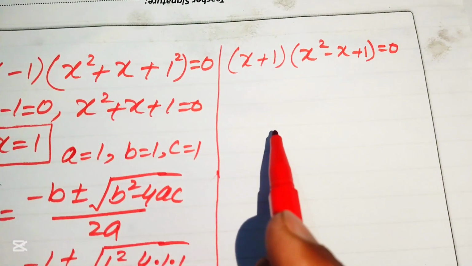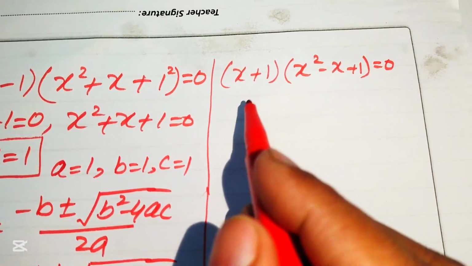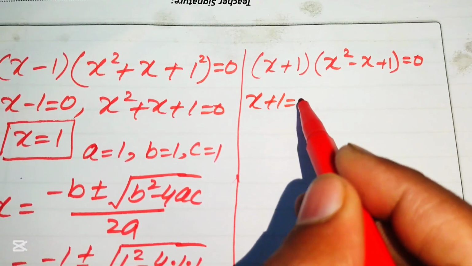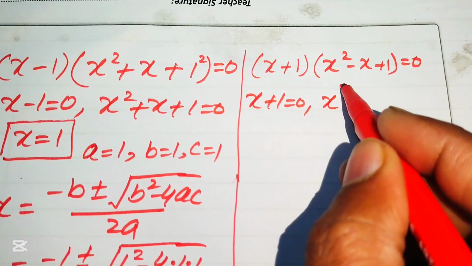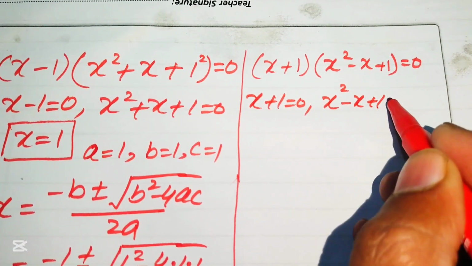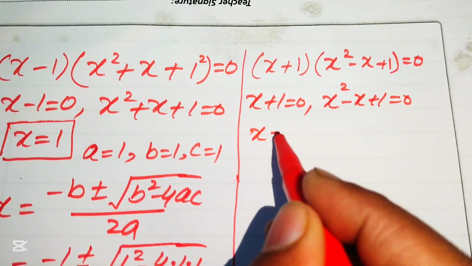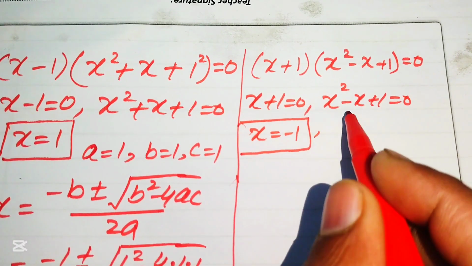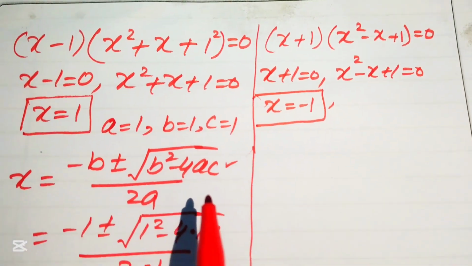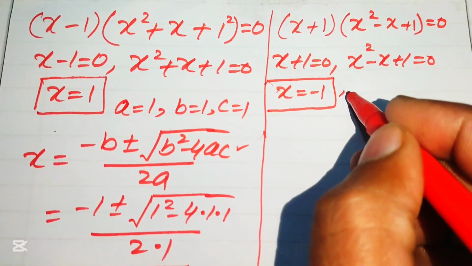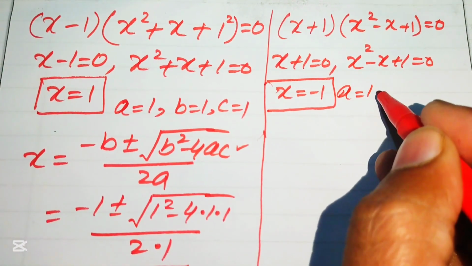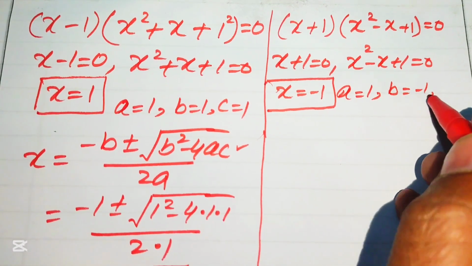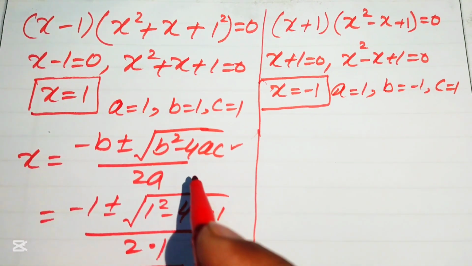So in this case we easily get, first, x plus 1 equals 0, and secondly, x squared minus x plus 1 equals 0. Here you easily get the value of x equals minus 1. And here we can again use the quadratic formula. In this case we have the values a equals 1, b equals minus 1, and c is also equal to 1.